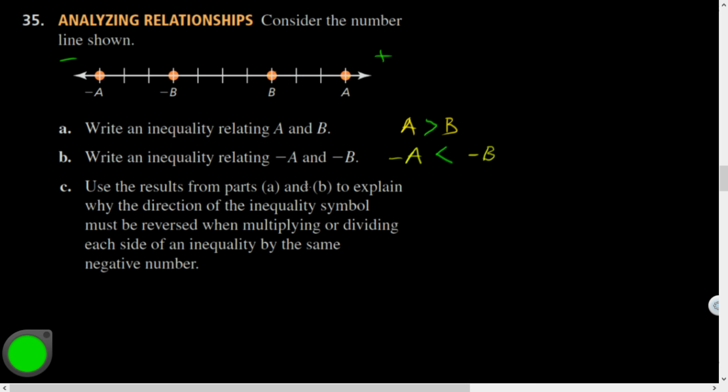That's interesting. Use your results to explain why the direction of the inequality symbol must be reversed when multiplying or dividing by a negative. I'll just say oppositing. I don't know, I'm just thinking of words. Oppositing numbers changes the order of their greatness. I don't know, that sounds like words of their absolute value, their size. Yeah, sure. There we go. That's probably it.